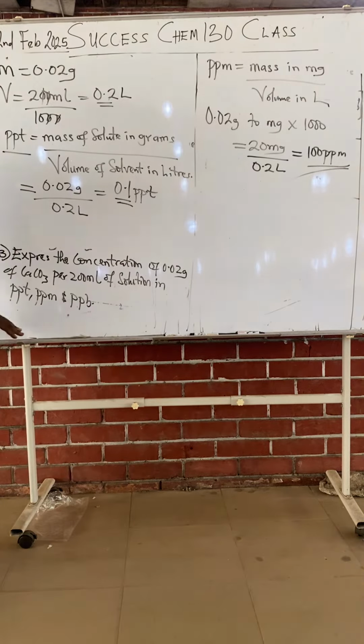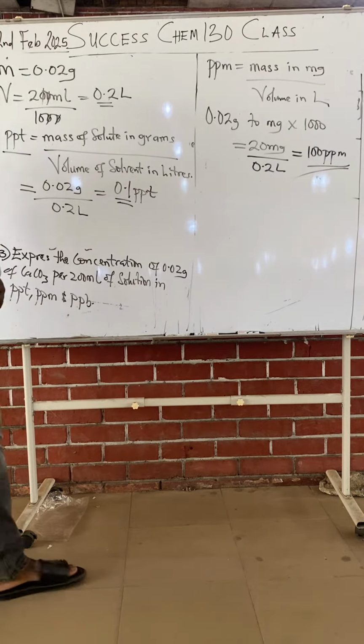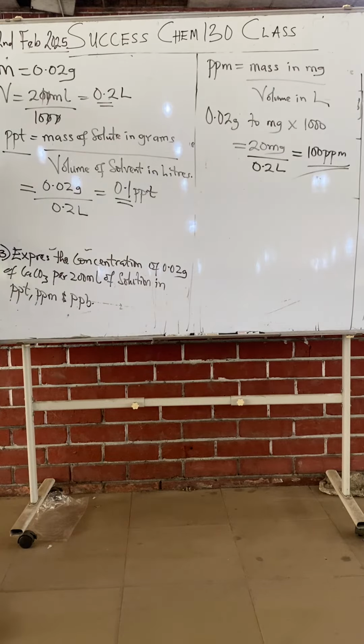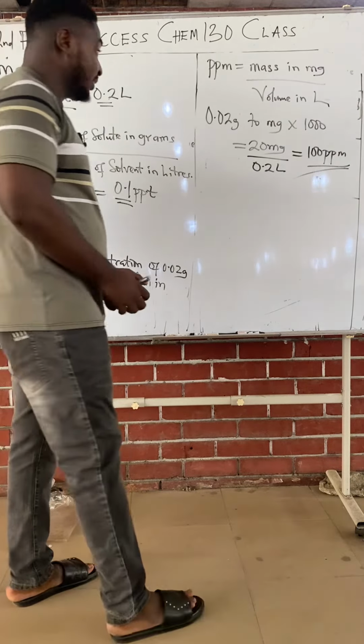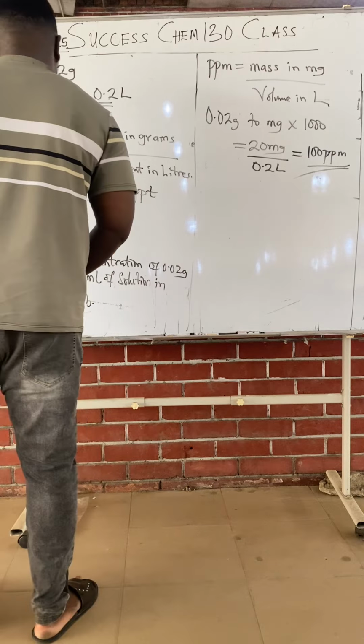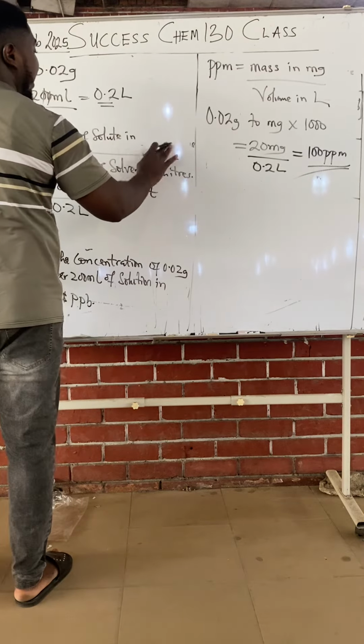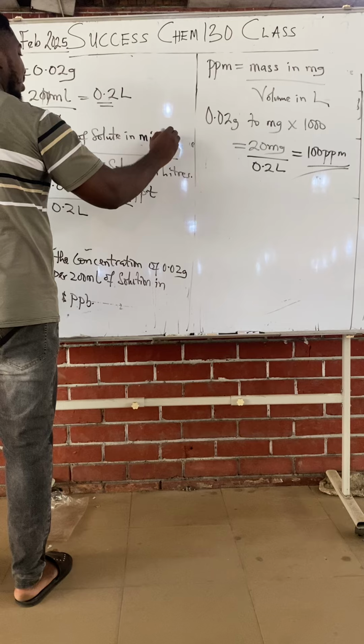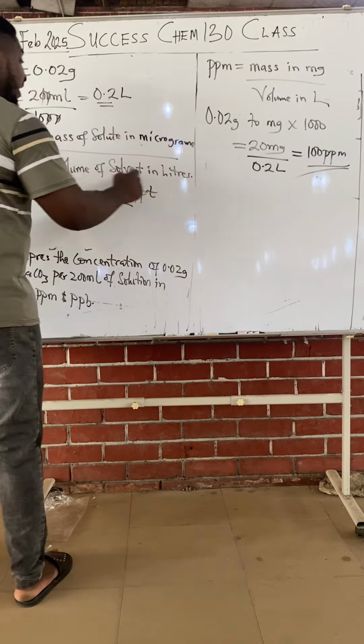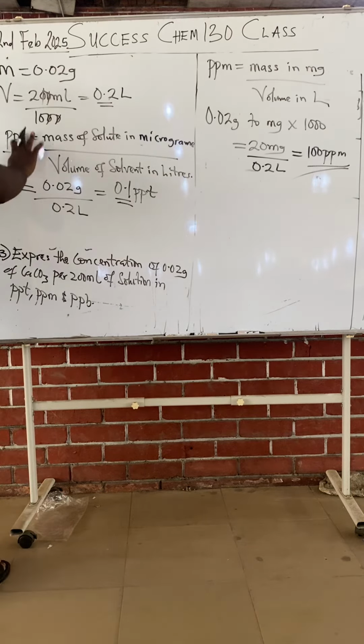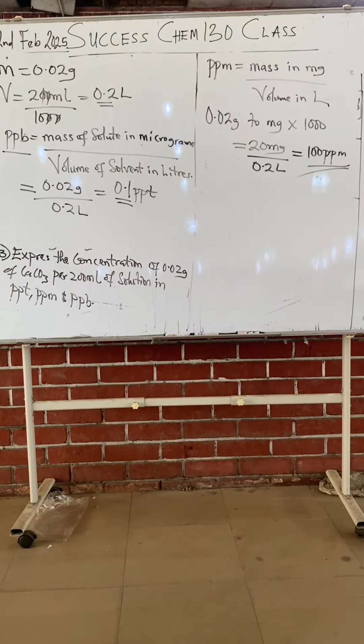They also ask us to express the concentration in PPB. PPB means parts per billion. So PPT is parts per thousand, PPM parts per million, PPB parts per billion. PPB is mass of solute in microgram divided by volume of solvent in liter. If you are asked to find the concentration of a solution in PPB, you must convert your mass to microgram.